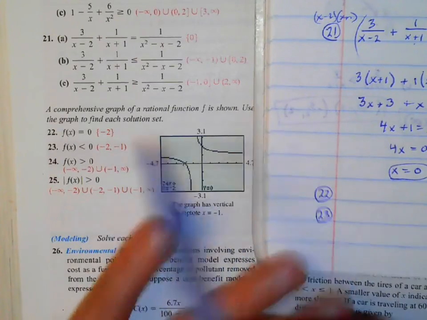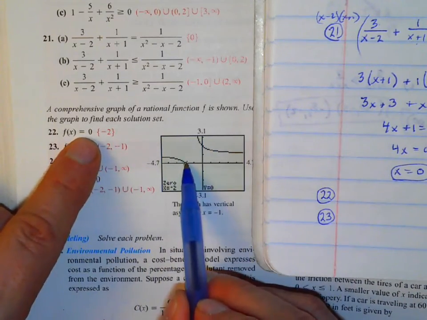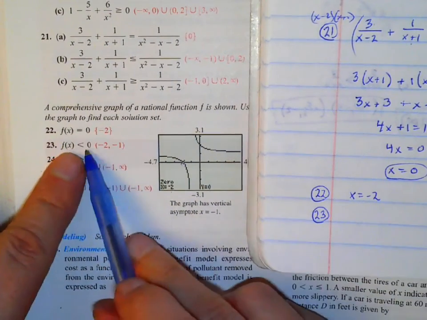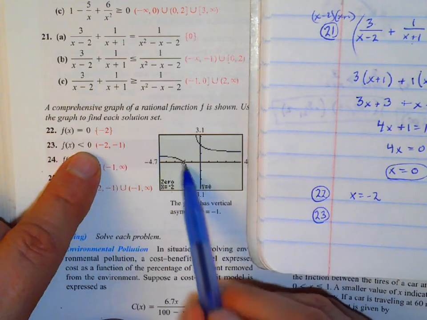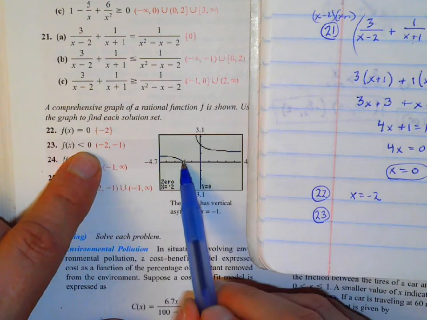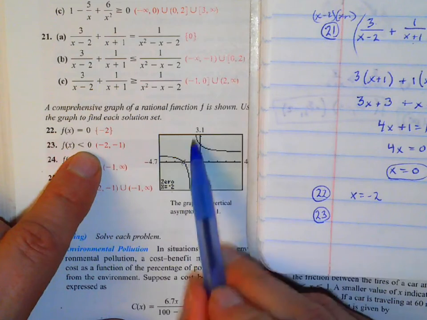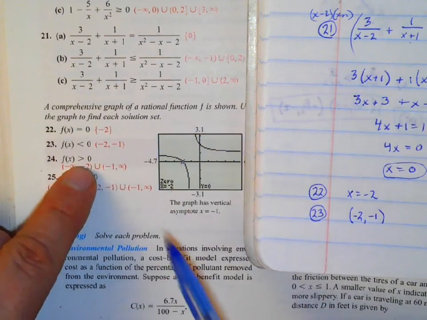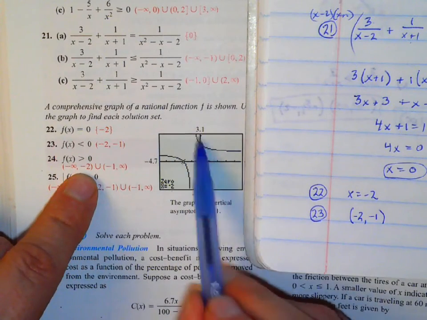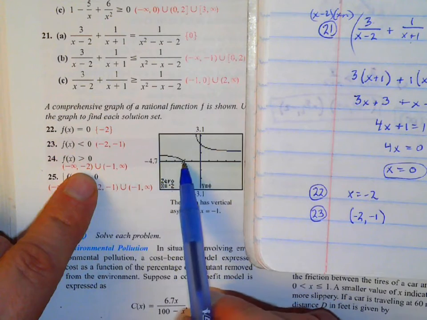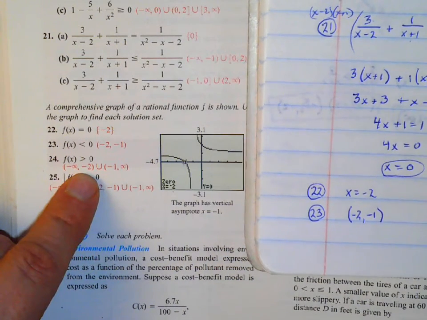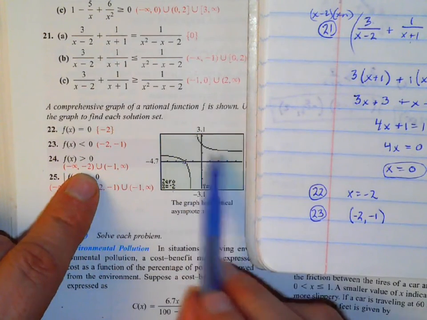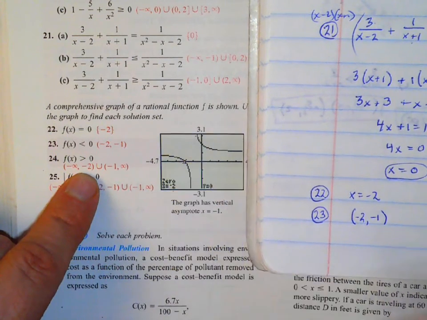Okay, number 22, we want to know where it's equal to 0. So right here at this x is 0, so that's at -2. Where is it less than 0? All these numbers have y's that are less than 0, so from -2 through our asymptote, which looks like it's at -1. So from -2 to -1. Where is it going to be greater than 0? Here's greater than 0, and here's greater than 0. So from -infinity to -2, and then also from our asymptote, from -1 through infinity.